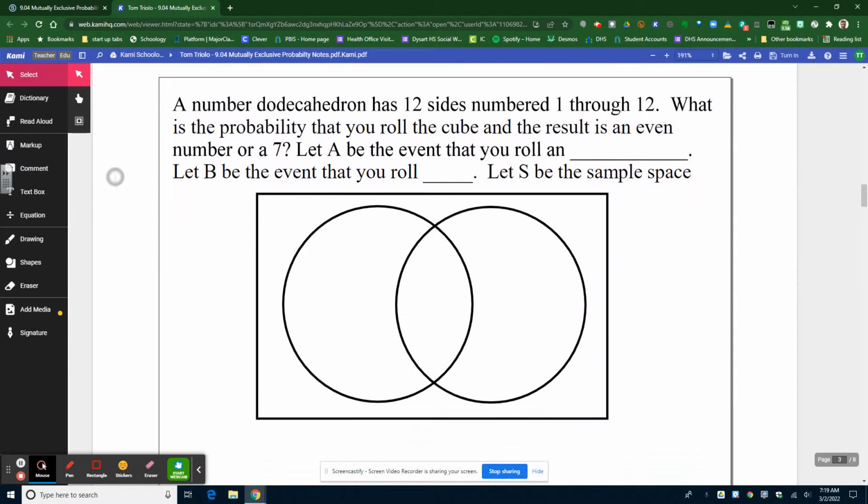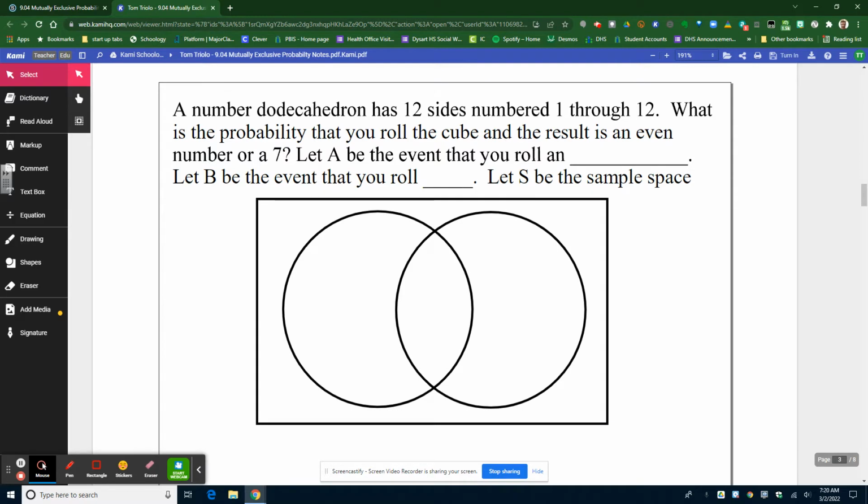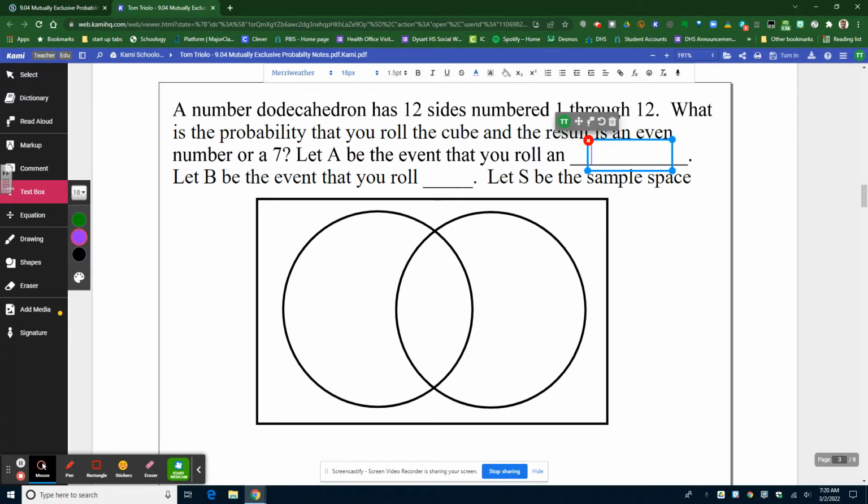All right. 12-sided die, a dodecahedron, numbered 1 through 12. What's the probability to roll a cube and the result is an even number or a 7? Let A be the event you roll an even, and B represent roll a 7. So even, and then this is 7.